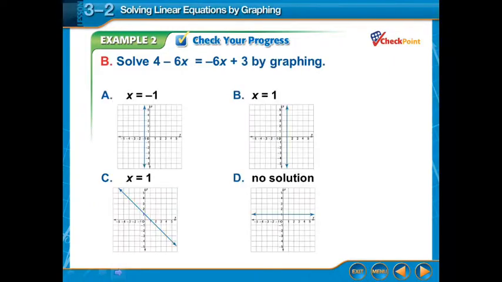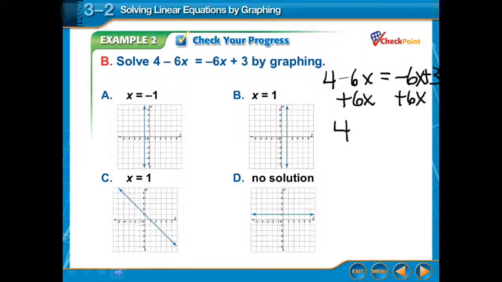Alright, let's look at the next example. So this time, they want us to solve it by graphing. And you know that if you're going to solve something by graphing, you're going to have to write a related function. So if we have 4 minus 6x equals negative 6x plus 3, then I'm going to add 6x to both sides of the equation, and I get 4 does not equal 3. Well, that means there's no x-intercept.